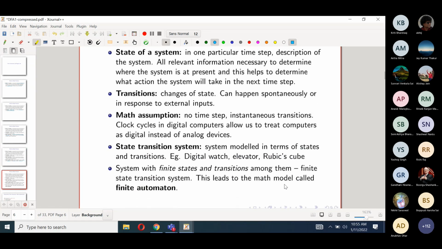Now we are going to make the first model that we are going to be looking at. We are going to make it as simple as possible. So what we require is that the system has finite states. There are only finitely many snapshots that the system can have, and also they have finite transitions. So this will be called a finite state transition system, and we are going to be looking at the mathematical modeling of such systems. These will be called finite automata.